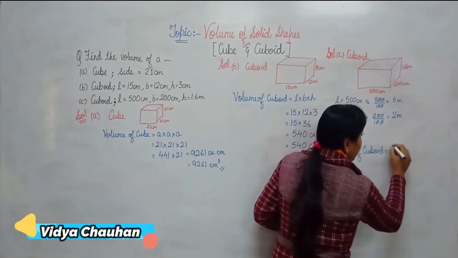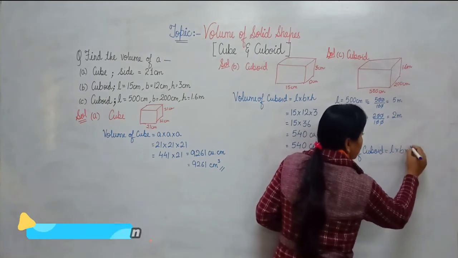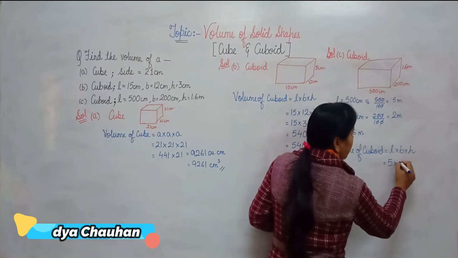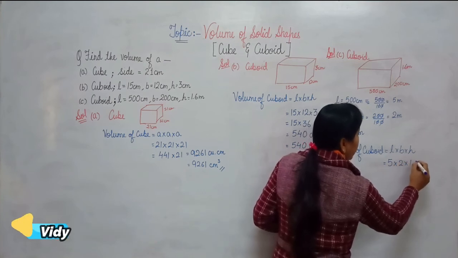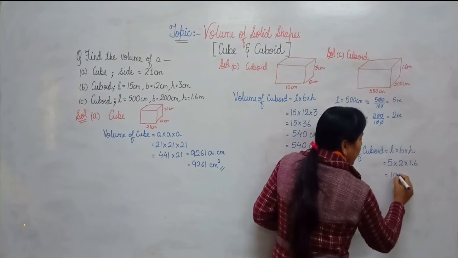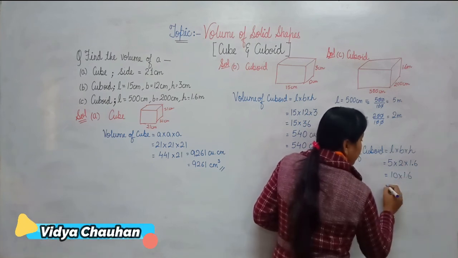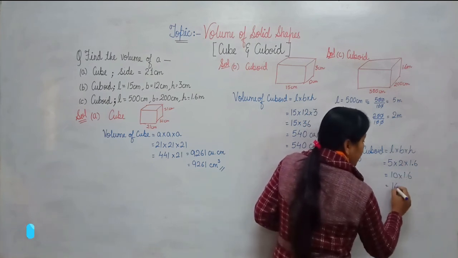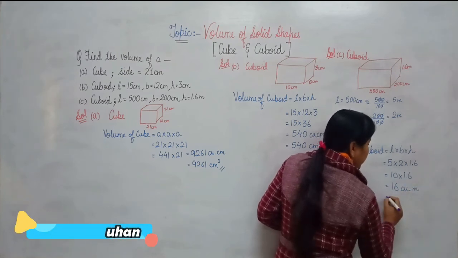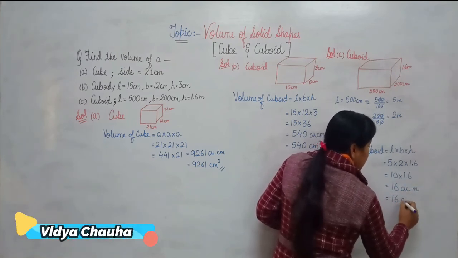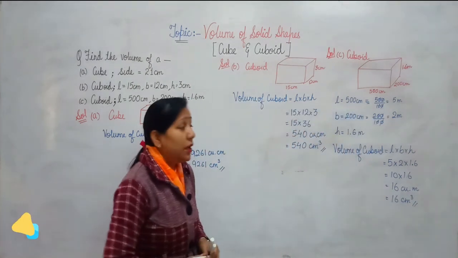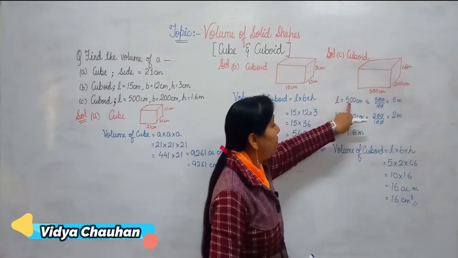Now putting the formula, length into breadth into height. Let's put the value. Length is 5 meter, breadth 2 meter and height as 1.6 meter. 5 into 2, 10, multiply by 1.6. When you multiply 1.6 by 10, you will get 16. And what will be its unit? Cubic meter. So this is your third solution in which we have done the conversion.